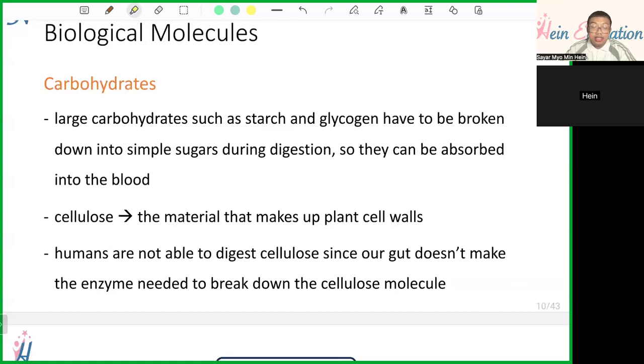Cellulose is part of the plant cell wall. Humans are not able to digest cellulose since our gut doesn't make the enzyme cellulase, which is needed to break down the cellulose molecule. So basically, we are talking about three different polysaccharides: starch as the energy storage in plants, glycogen as the energy storage in animals, and cellulose, which is the component of the cell wall. These are examples of polysaccharides, as well as monosaccharides and disaccharides.